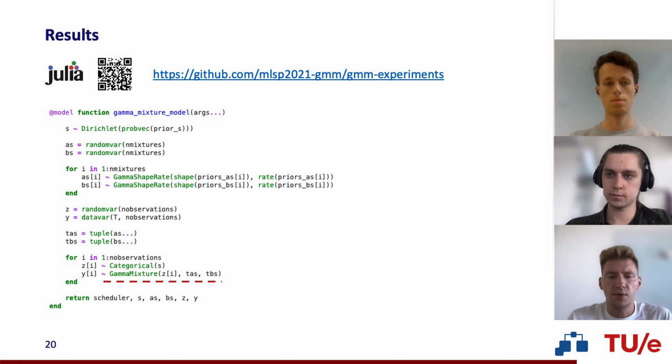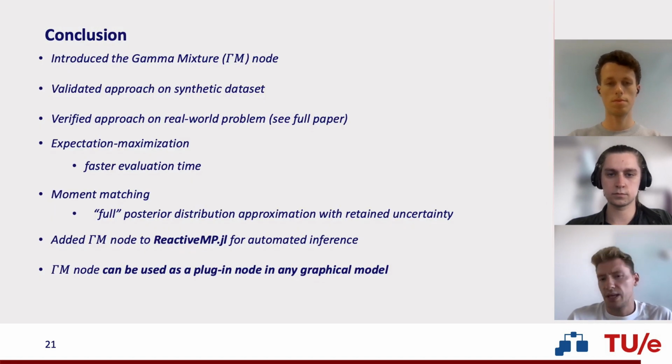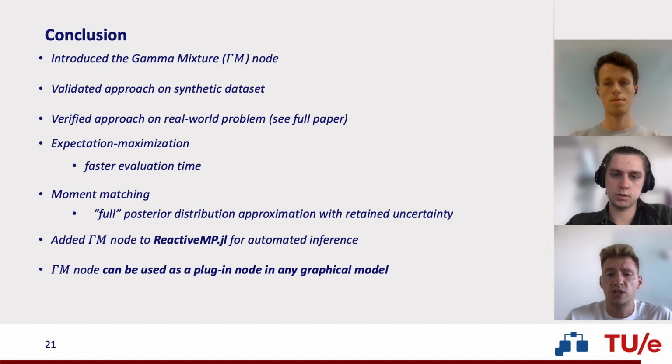Okay, let's summarize what we've done. We introduced the gamma mixture node, we validated and verified the approach on different data sets. We also added this gamma mixture node to reactive message passing so that it can be reused in any graphical model. When comparing EM to moment matching, we noticed that the expectation maximization has a faster evaluation time, but unfortunately doesn't yield a full posterior. In contrast, moment matching retains uncertainty, but it is slower in terms of computation time.